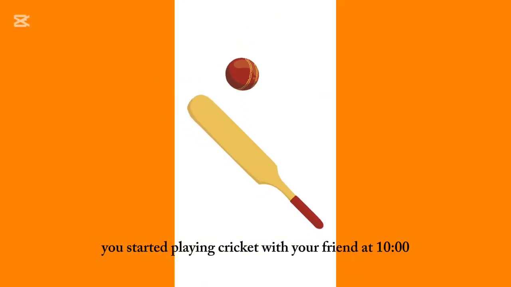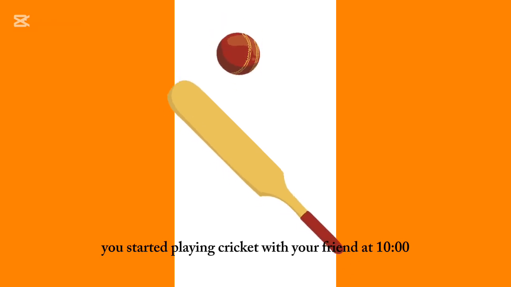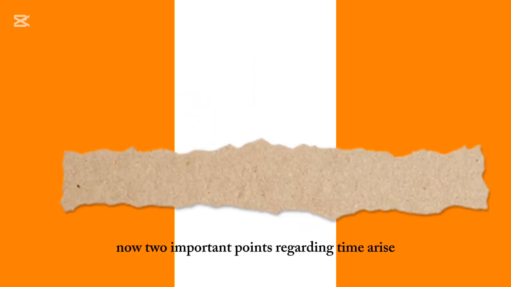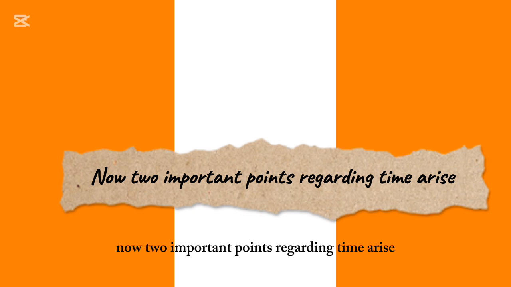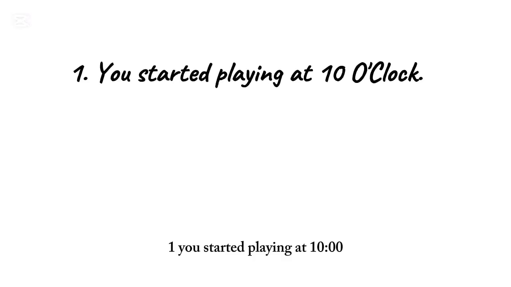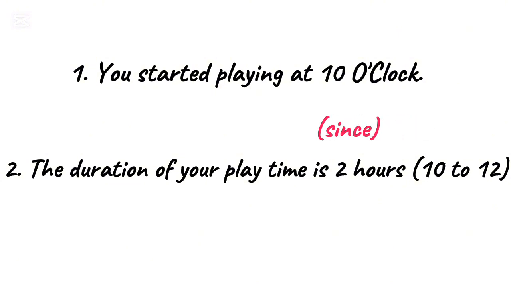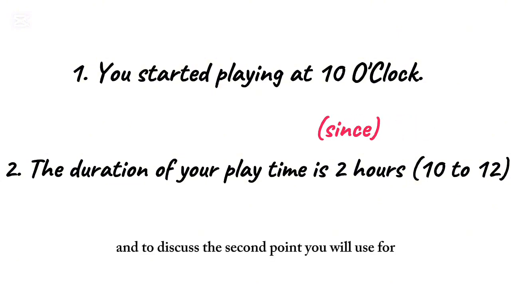Imagine one morning you started playing cricket with your friend at 10 o'clock. Now it's 12 o'clock and you are still playing. Now 2 important points regarding time arise. 1. You started playing at 10 o'clock. 2. The duration of your play time is 2 hours, 10 to 12. To discuss the first point, you will use since. And to discuss the second point, you will use for.